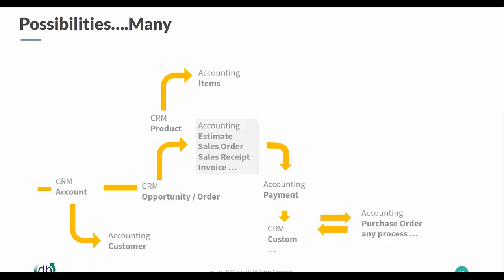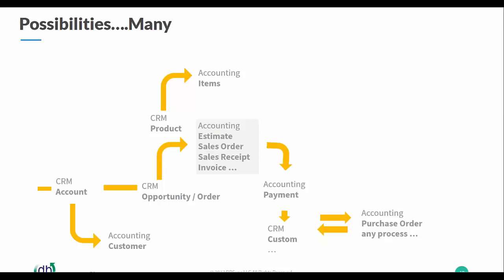So here is a typical use case. You have your CRM account, which is being bidirectionally integrated with your accounting customer, and you could even create a customer within your accounting, and DBSync would create it within your CRM. But the ideal flow that we usually see is account or customer data flowing in from your CRM. Next in line, you have your opportunity and opportunity line items, which are integrated with your accounting.